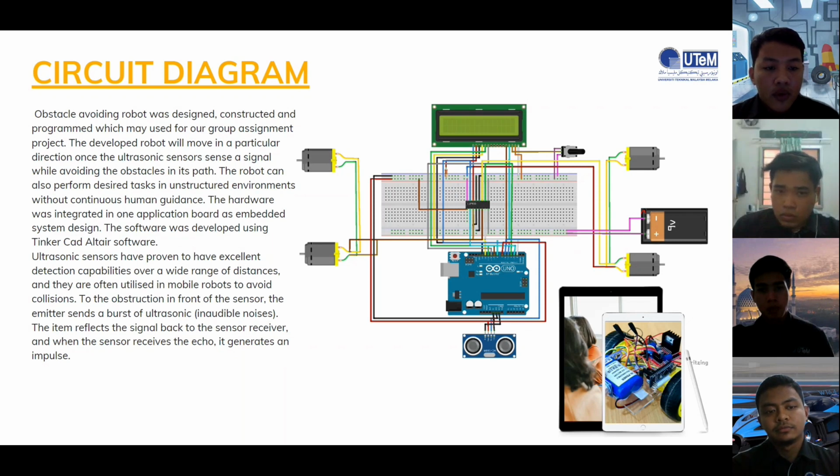Ultrasonic sensors have proven to have excellent detection capabilities over a wide range of distances, and they are often utilized in mobile robots to avoid collisions. To detect the obstruction in front of the sensor, the emitter sends a burst of ultrasonic inaudible noise. The item reflects the signal back to the sensor receiver, and when the sensor receives the echo, it generates an impulse. Next.